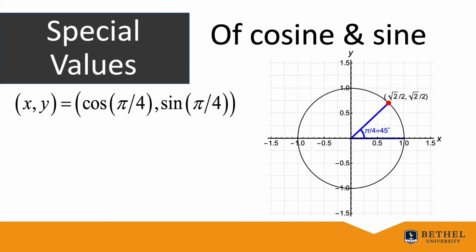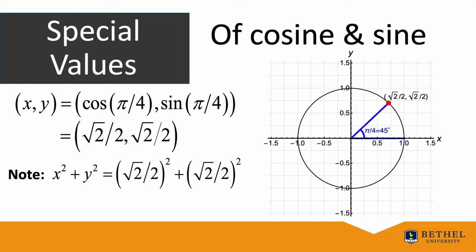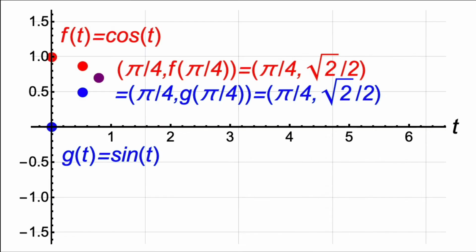This means that cosine of pi/4 and sine of pi/4 are both square root of 2/2. We once again note that this point is on the unit circle. X squared plus y squared is square root of 2/2 quantity squared plus itself. That simplifies to 2/4 plus 2/4, which equals 1. The corresponding point to graph is the same for both functions. It's shown in purple. Note that pi/4 is close to 0.8 and square root of 2/2 is close to 0.7.